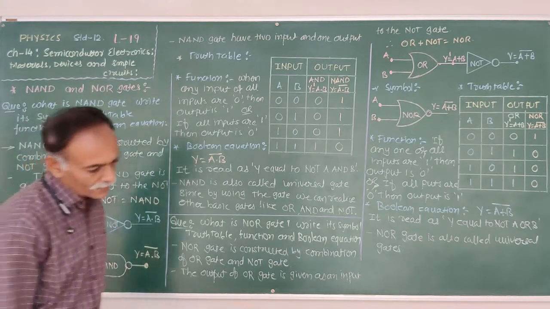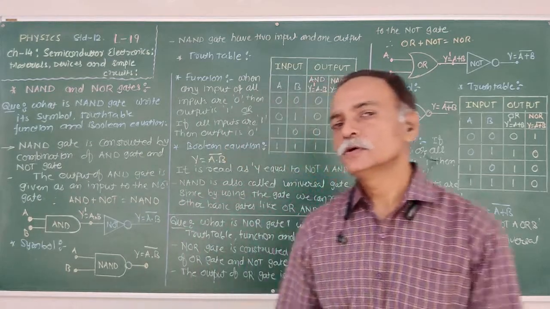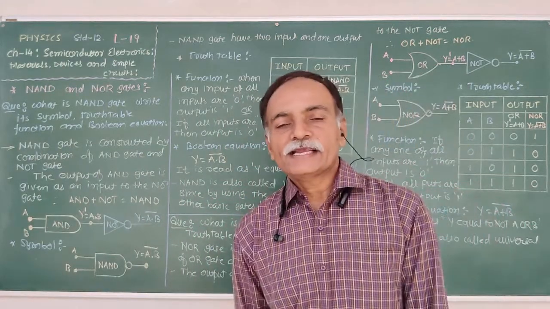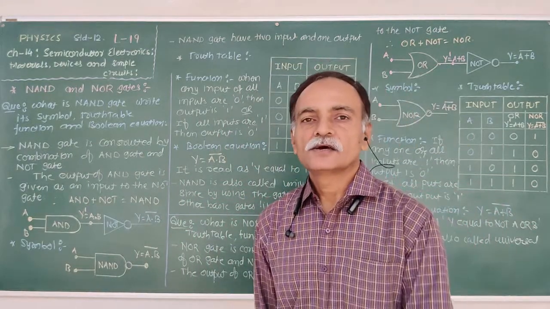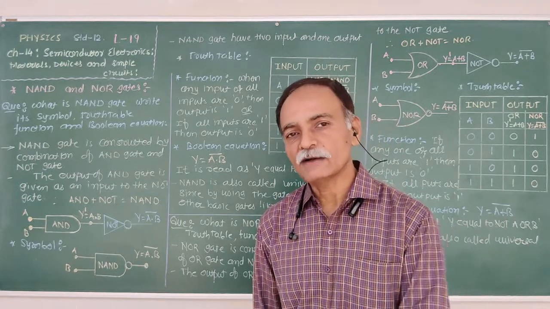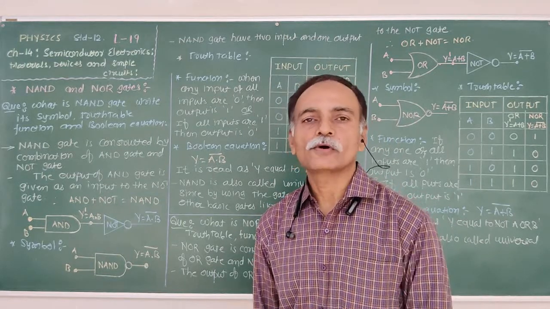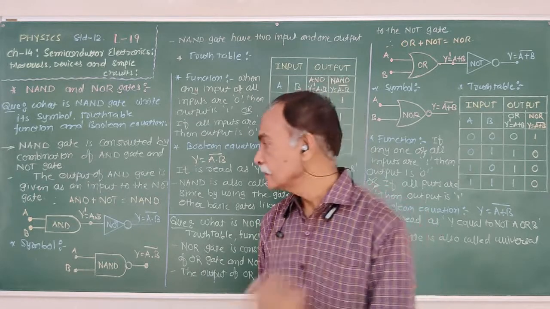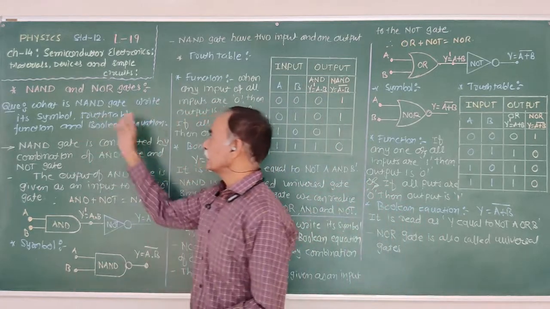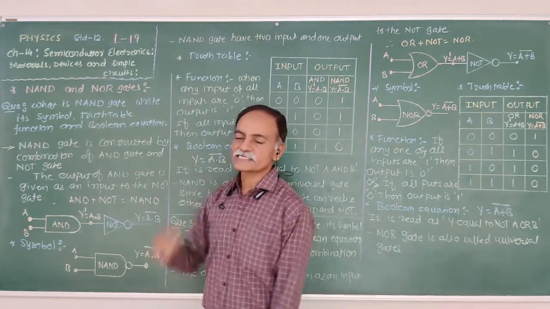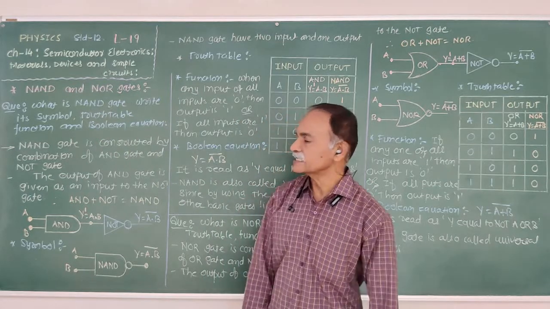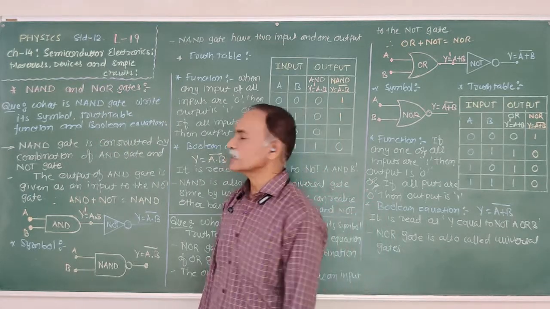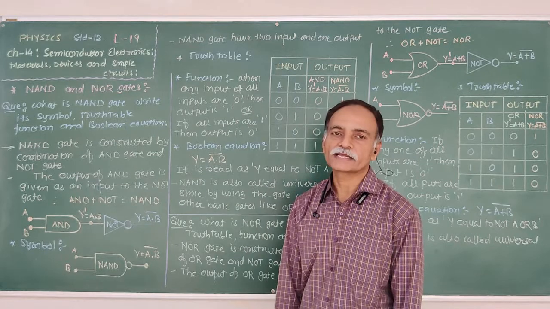Okay. Now, NAND gate and NOR gate are easy, but we need knowledge of the AND and OR gates. Now, how do we prepare the NAND gate? First, the question is: what is the NAND gate? Write its symbol, truth table, function, and Boolean equation.